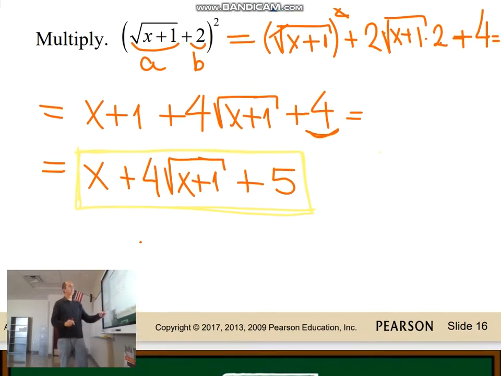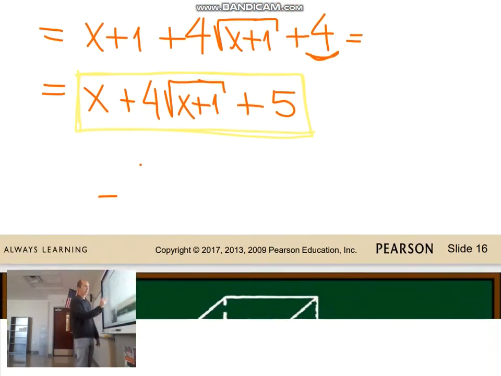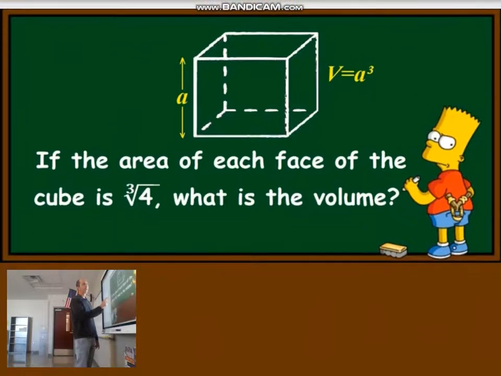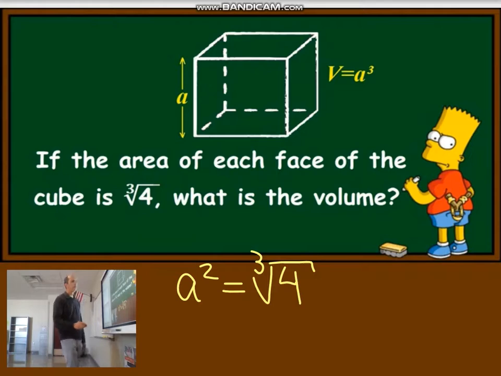Okay, that is the end of section 7.4. And check if you know how to solve this. The area of each face of the cube is cube root of 4. What is the volume? On this math puzzle, we need to help Bart Simpson. So the area is equal to a squared, right? And a squared equals cube root of 4. Nice. We need to find the volume.